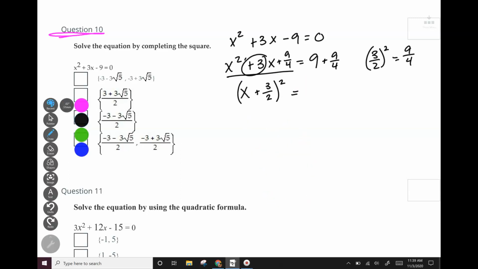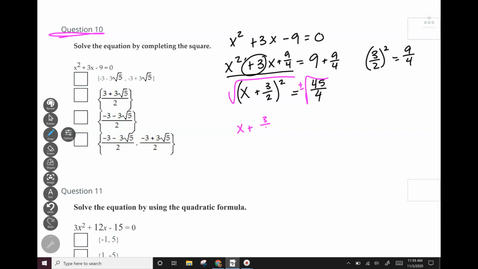Now we need to add the 9 plus the 9/4. That should give us 45/4, which you can do in your calculator, or you can get a common denominator of 4 and add the numerators. Okay, now we can solve using square roots. So we will square root both sides. Don't forget the plus or minus.